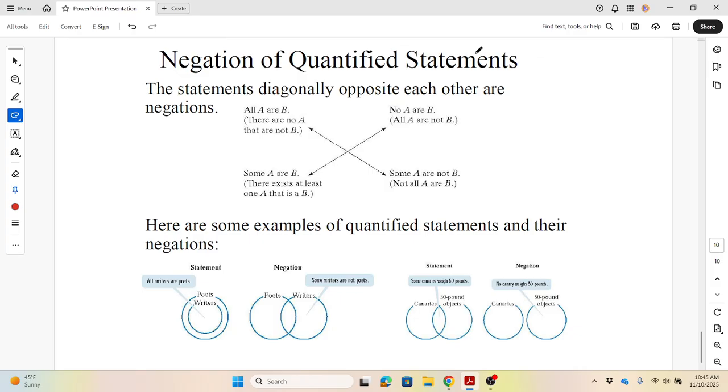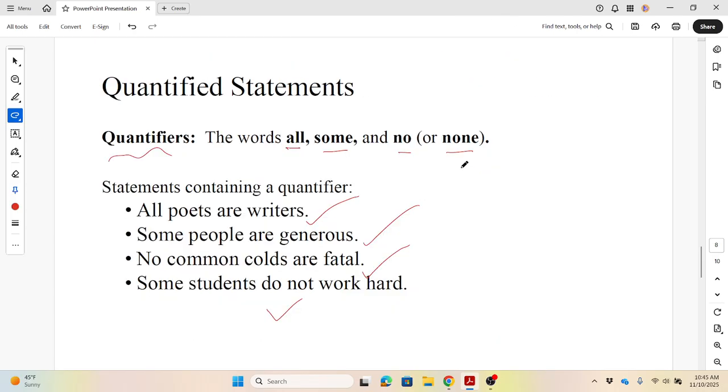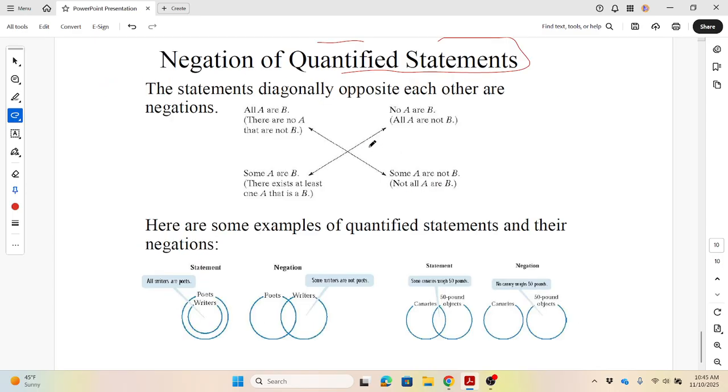Negation of quantified statements. Whenever you see these words, all, some, no, none, how do you find the negation? Negation means opposite. For example, all A are B. The negation of that is some A are not B. And some A are not B, the negation of that is all A are B. Some A are B, no A are B. So that's the opposite.